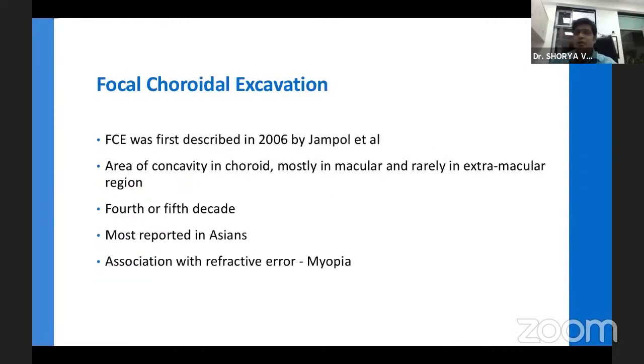Moving on to the second terminology, which is focal choroidal excavation. It was first described by Jampol et al. in 2006, and it is nothing but a concavity in the choroid, which is mostly macular and rarely extramacular. It presents mostly in the 4th and 5th decades. It is reported mostly in Asians and associated with refractive error.